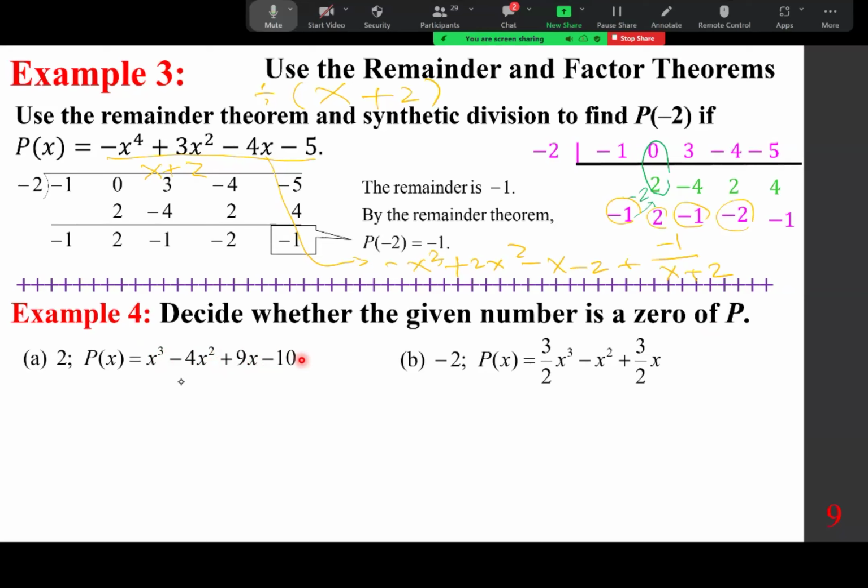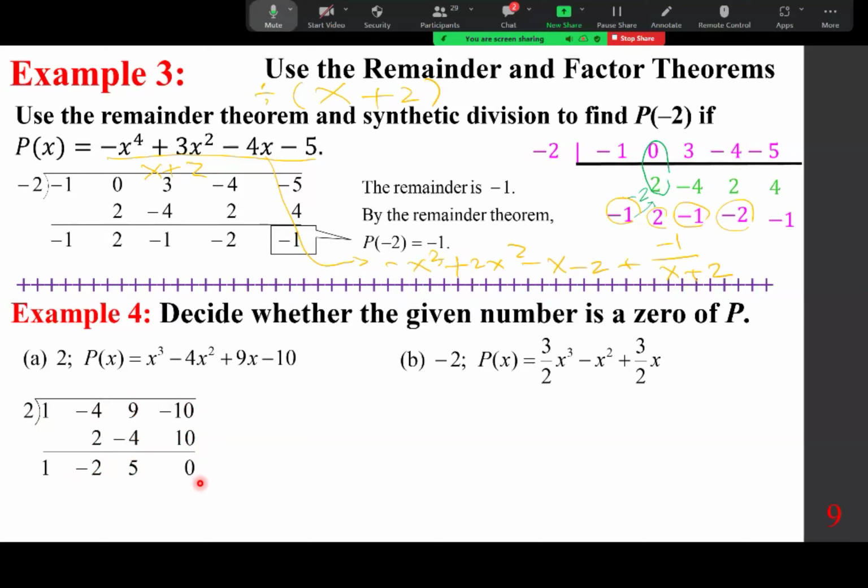So you are going to say 1, negative 4, positive 9, minus 10. And you're dividing by 2, so that means you're dividing by x minus 2. So you put the 2 and you go through the process. You drop the 1, times 2 is 2, 2 and negative 4 is negative 2. Negative 2 times 2 is negative 4, and 9 is 5. 5 times positive 2 is 10, and 10 and negative 10 add up to 0.